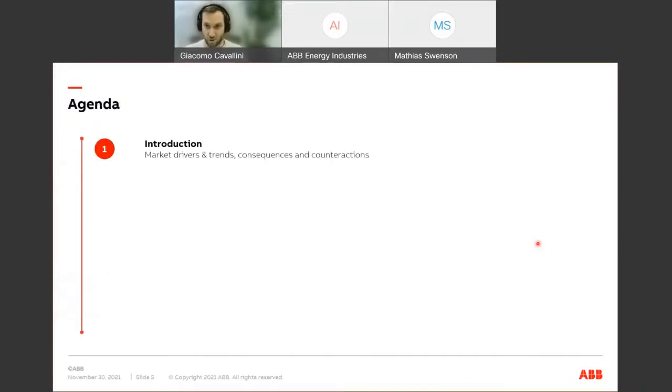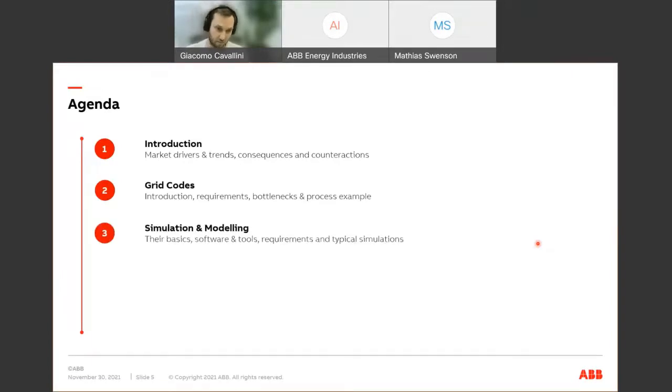So to jump into the topics, today I'm going to introduce the grid code topic by checking the market drivers, the current trends, and what this means for the transmission systems. Then I'm going to explain shortly what grid codes are, why we need grid codes, what the bottlenecks are, and some examples. But then I will dive into the simulation and modeling topic.